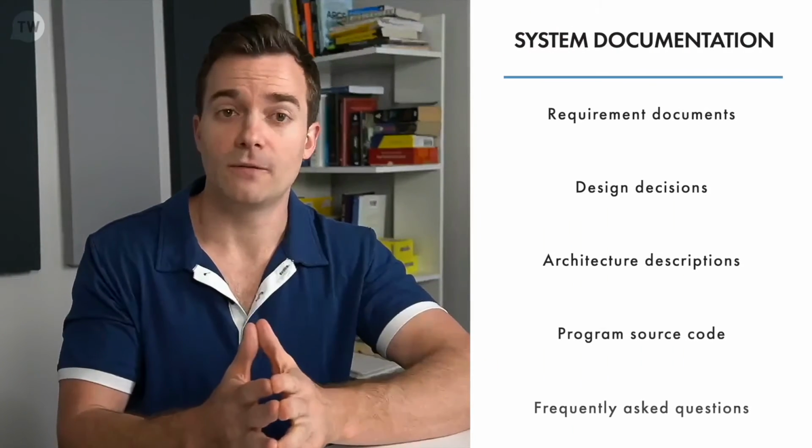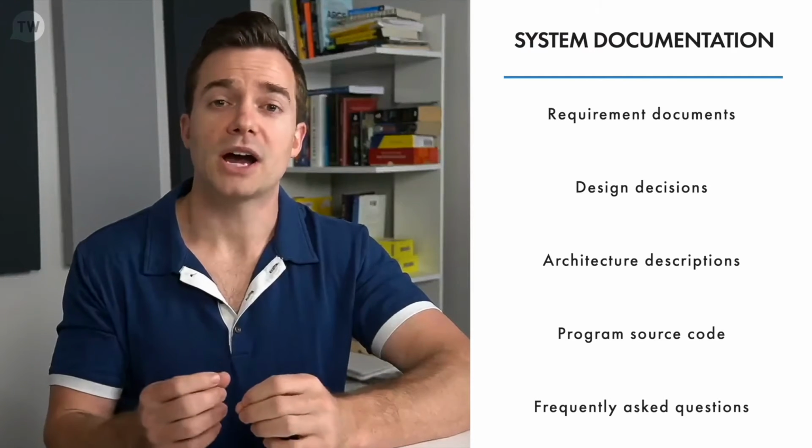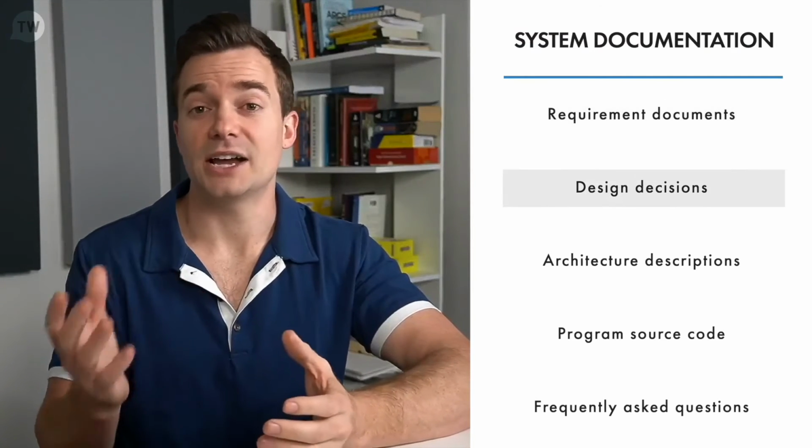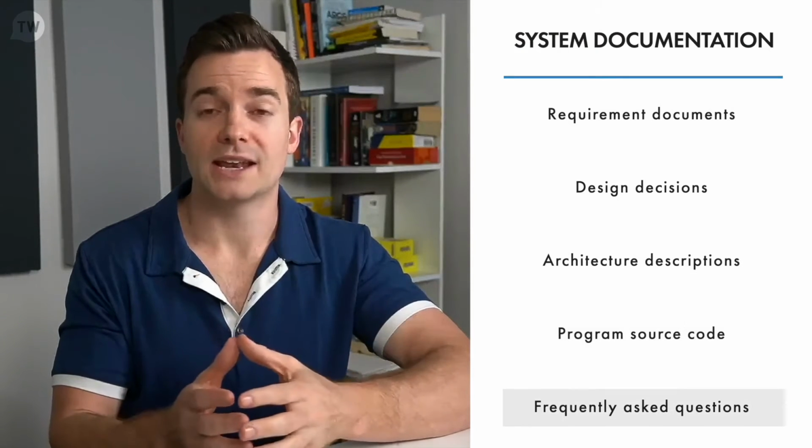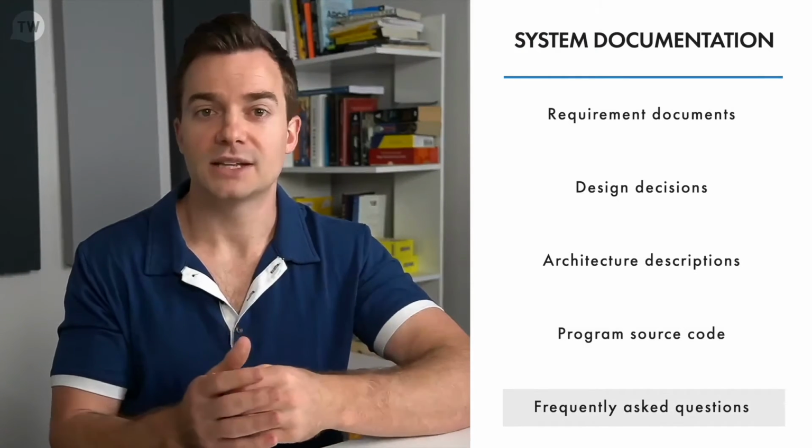System documentation includes documents that describe the system itself and its parts. It's comprised of requirement documents, design decisions, architecture descriptions, program source code, and frequently asked questions. Let's get a better look at system documentation with some examples. And here are the different types of system documentation.